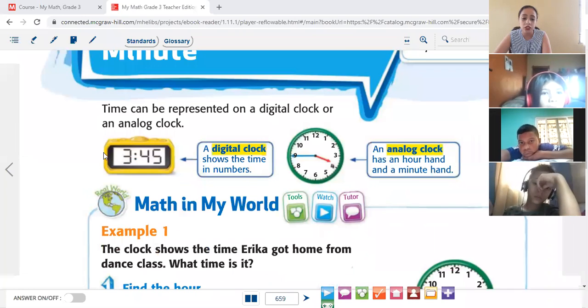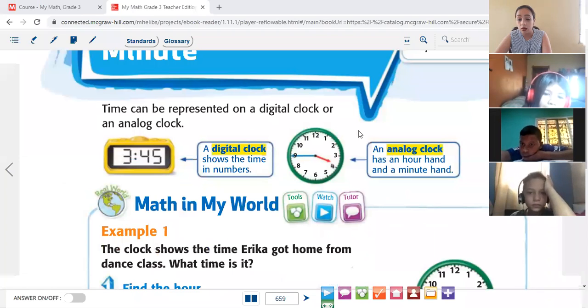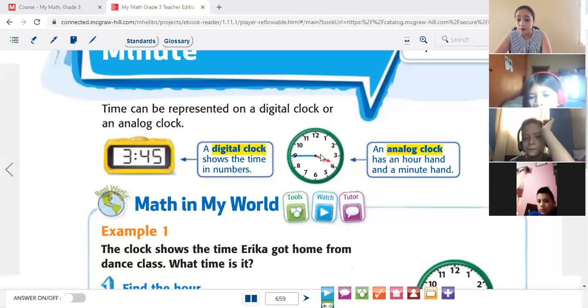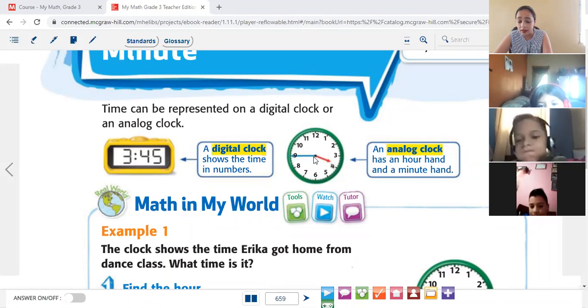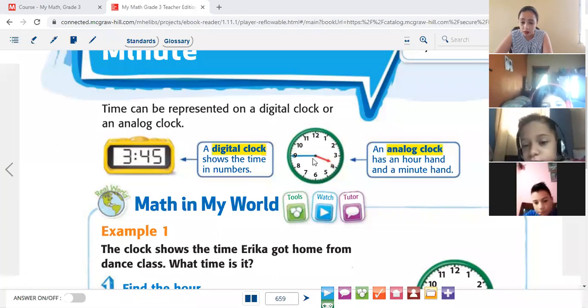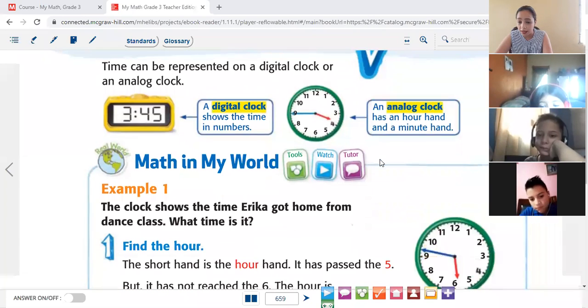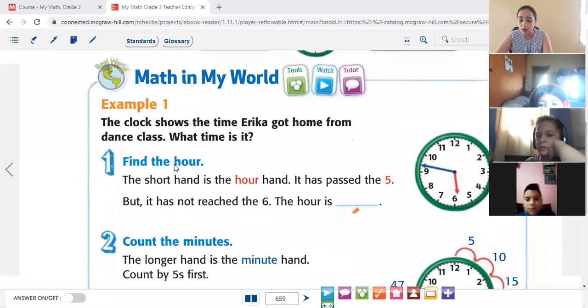Now, on the digital clock, the time is shown in numbers, okay? And this is the analog clock, and we use the minute hand and we also use the hour hand. Now, the long hand, which is the blue hand that you have in your books, tells me the minutes. The short hand tells me the hour, okay? This is almost like a review. Now, I need you guys to please pay close attention to this part.